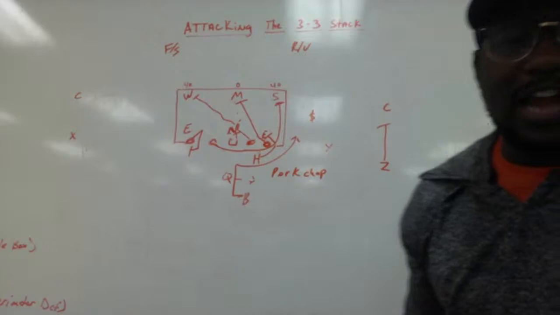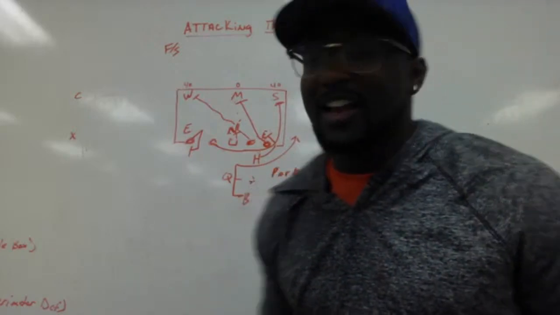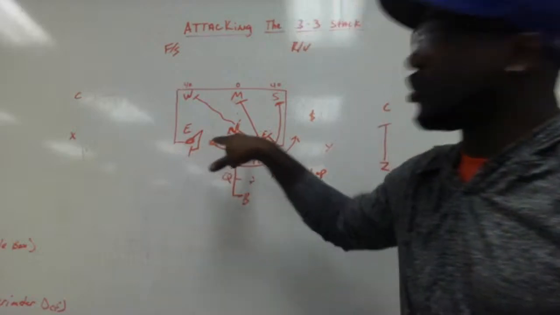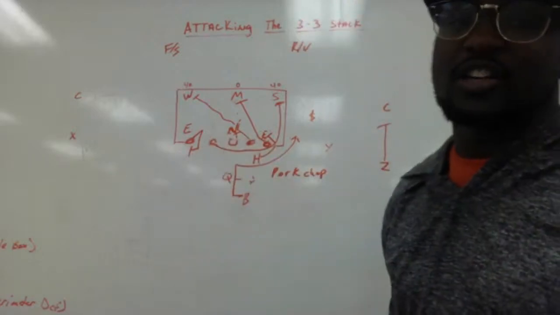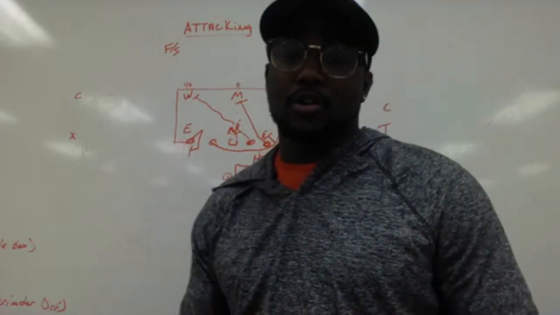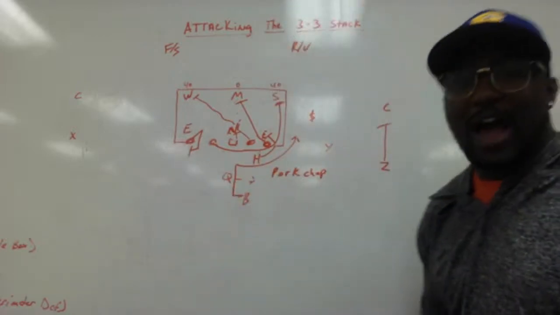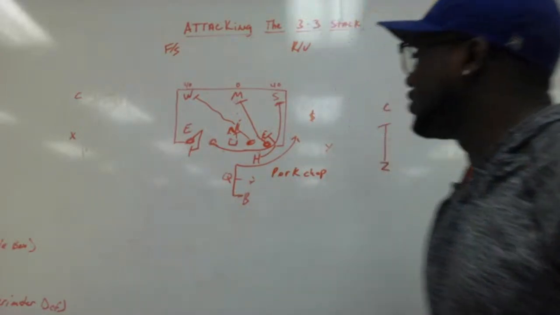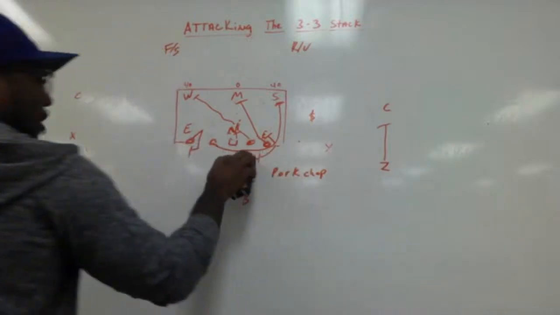If you're not an ISO guy like me, if you're not a man blocker, if you're a zone blocking guy, inside zone is still beautiful versus a 3-3 stack, just because your guards are uncovered, so they can easily get to double teams or work their way up to the second level and put hands on the second level linebacker. So either way, inside zone, ISO, anything that attacks the defender in them trenches, in that tackle box, man, that'll put you in a good position.